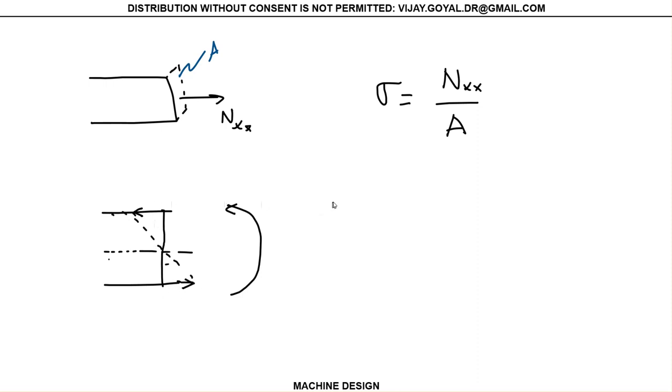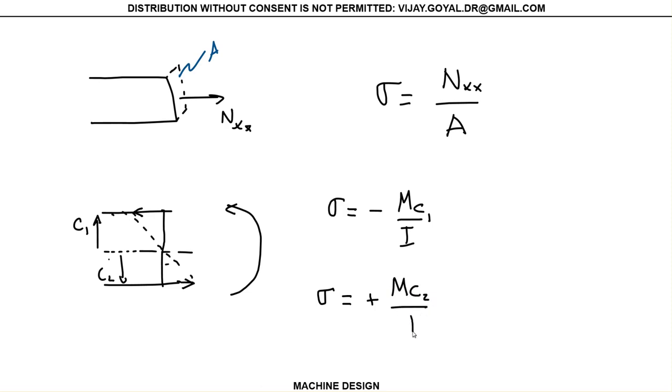So when it's in compression, we will write it as M C over I. Let's call this C1. The distance from the neutral axis here is C1, and this distance call it C2. Then this sigma would be plus MC2 over I. Or we can also write this in a different way. Put the minus sign because this is in compression, plus this is in tension. M over Z1, we can call this M over Z2. This is sectional constant.